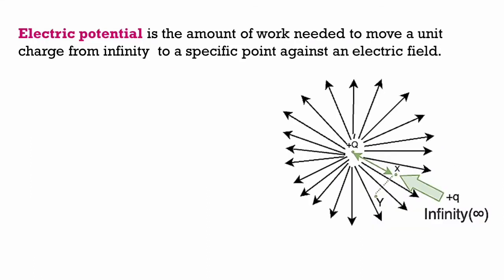If a small positive test charge is placed in an electric field of a given charge, it experiences an electric force. If the test charge is moved from its position, then work has to be done against the electric force acting on it. Electric potential at a point in an electric field is defined as the work done in moving a unit positive test charge from infinity to that point. But in our common terms, we usually use potential difference.